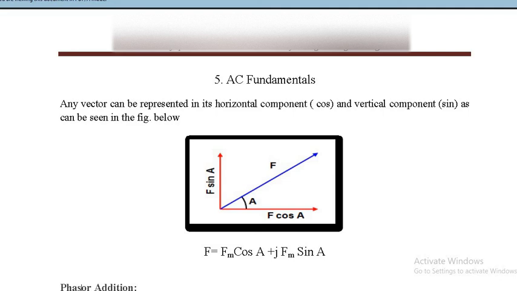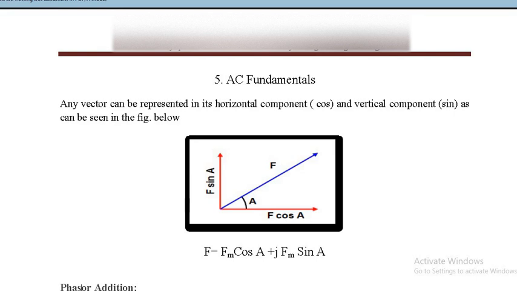Okay. Now let us move further. Again, we are still talking about different vectors. Today I am talking about different operations to be dealt with the vectors. Okay. Now before that, let me start with the fact that whenever there is a vector, it can be resolved into two components. One is what is called as cos component and another is what is called as sine component.